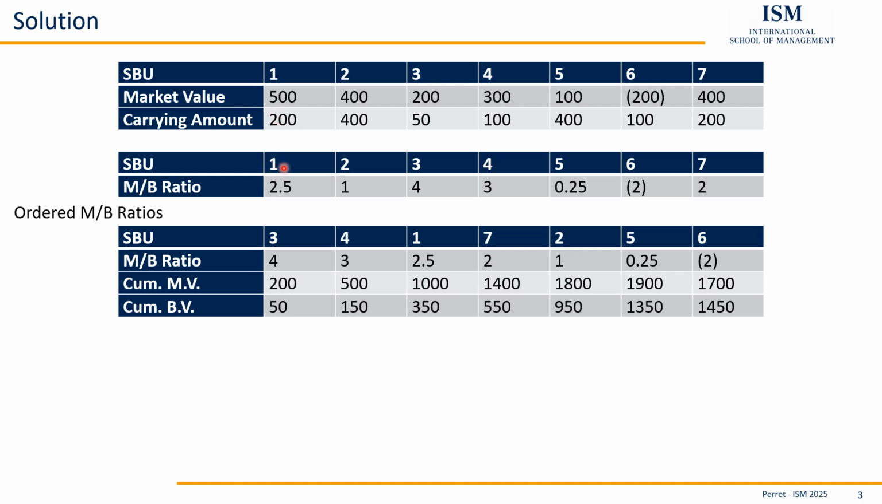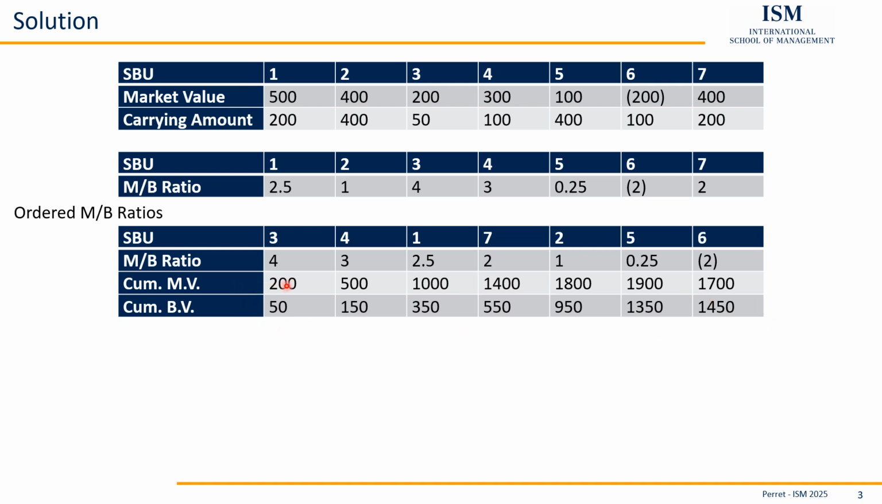So I start with the ordered business units. I start here with 3, take 250, those values here. I'm going to add them for part 4. So I'm going to add to the market value 300, to the book value 100. Then I take the values for business unit 1, adding to the market value 500 and to the book value 200. And this way I'm going to continue for all of the other business units.